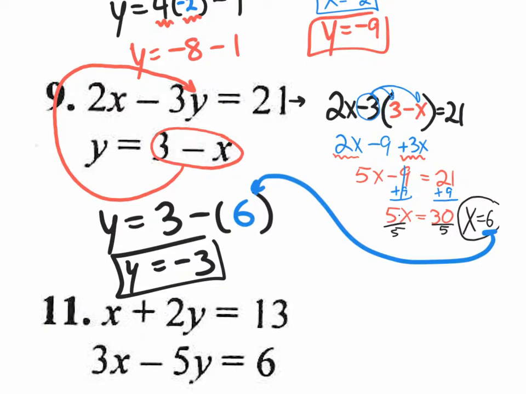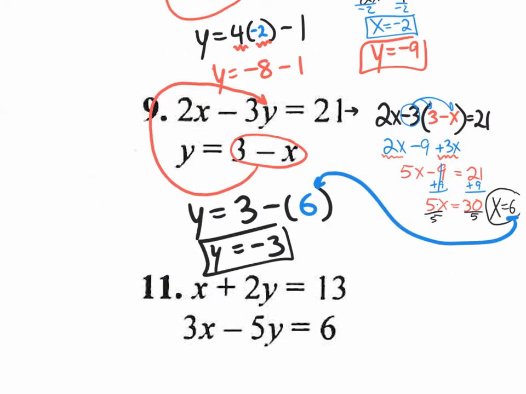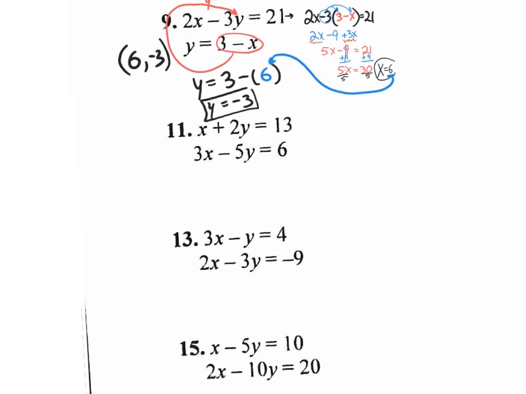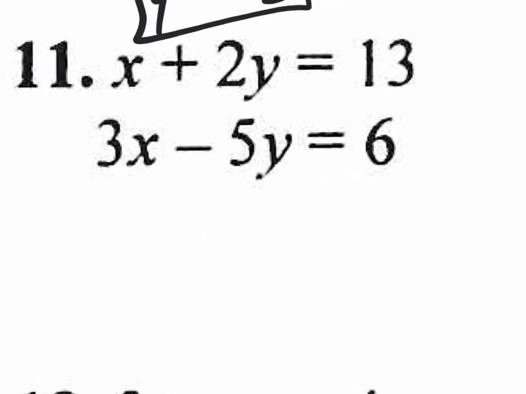So your coordinate solution for number 9, the answer you see in the back of the worksheet, is 6 for x, negative 3 for y. Let me move on to number 11 here.